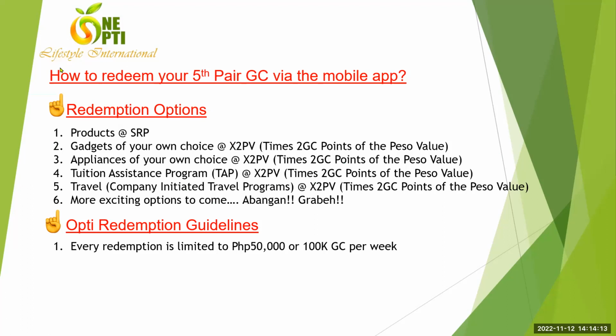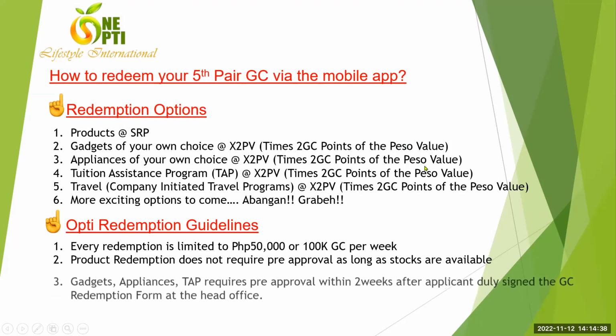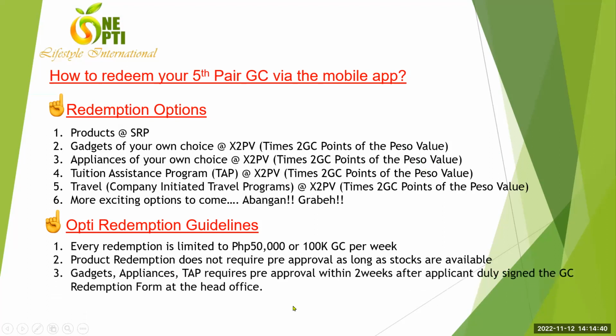All right, I'm back. So again, every redemption is limited to 50,000 pesos or 100,000 GC per week. So if you wish to redeem for more, then it has to be redeemed multiple times because every week you're only allowed to redeem up to 50,000. Product redemption does not require pre-approval as long as stocks are available. Gadgets, appliances, and tuition assistance require pre-approval within 2 weeks. After application, the applicant duly signs the GC redemption form at our head offices.